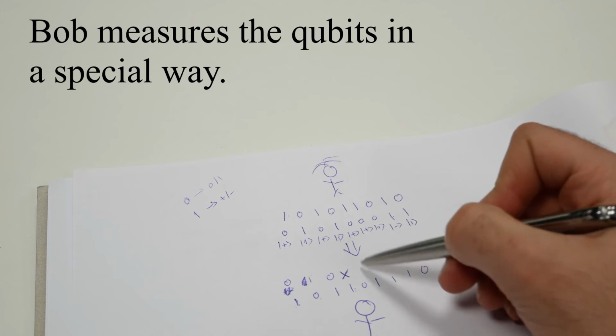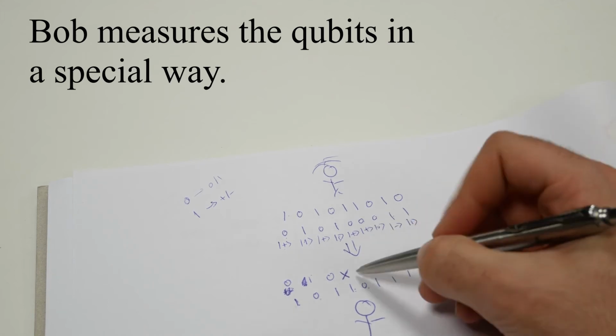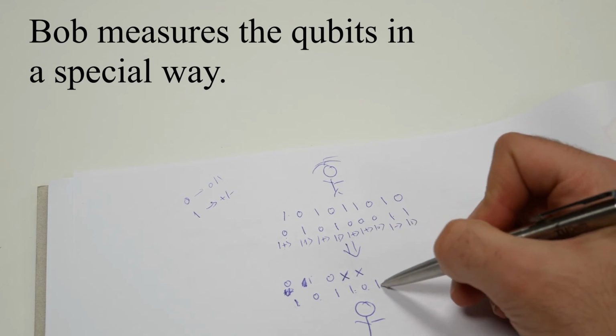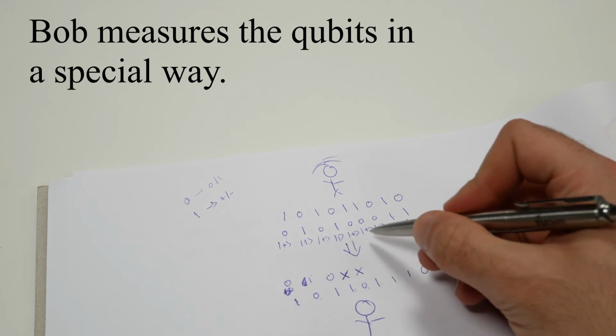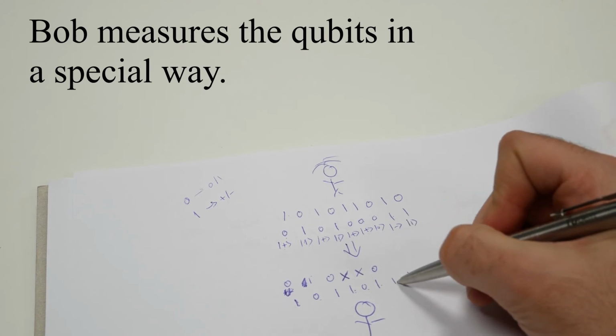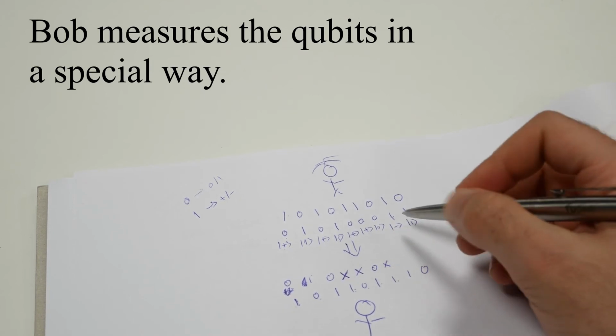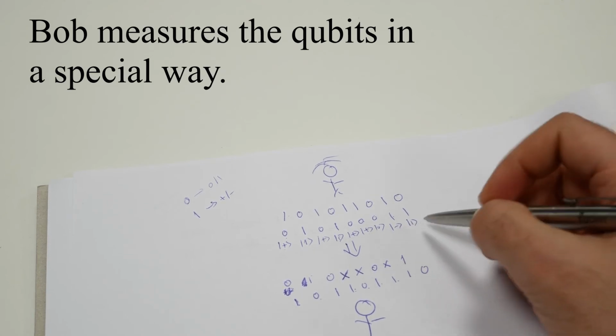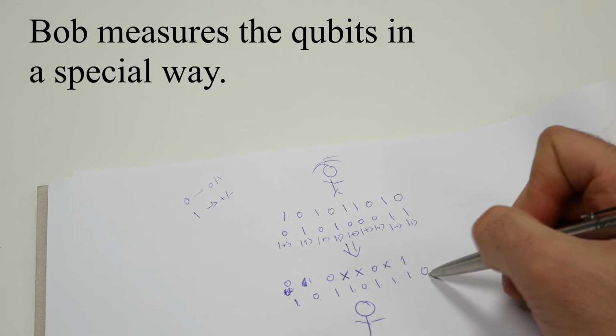Here he has a plus coming in, he measures in the 0-1 basis. Again, this is the wrong basis. A plus coming in, he measures in the plus-minus basis, that's the right basis, and he gets a 0. A 0 coming in, measures in the plus-minus basis, wrong basis. Minus measures in the plus-minus basis, and he gets a 1. 1 measures in the 0-1 basis, and he gets a 1.